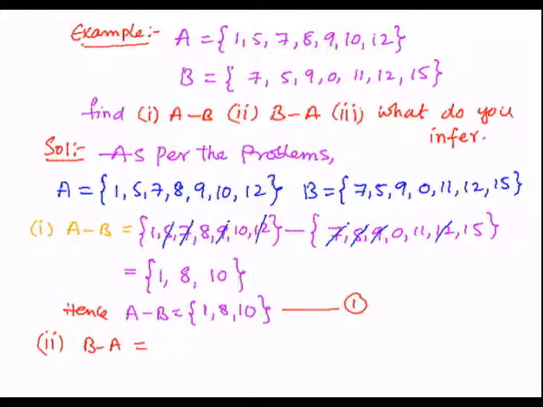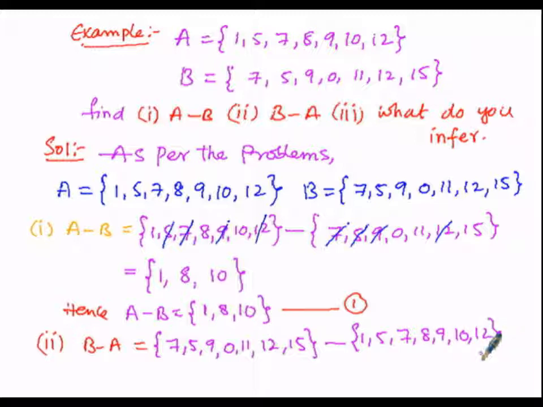So here, the elements of set B are 7, 5, 9, 0, 11, 12 and 15, bracket close, minus the elements of set A, which are 1, 5, 7, 8, 9, 10, 12. Now, in order to subtract these sets, that is the elements of the second set A from the set B, we have to choose the common elements.